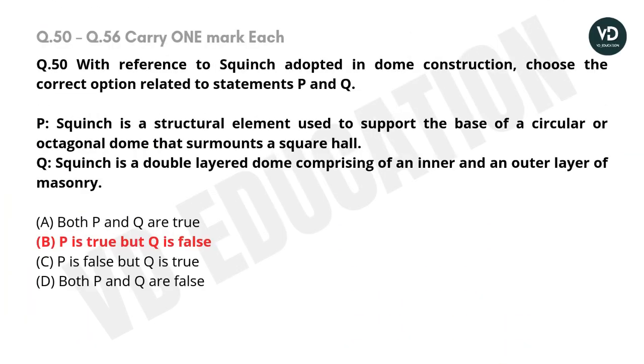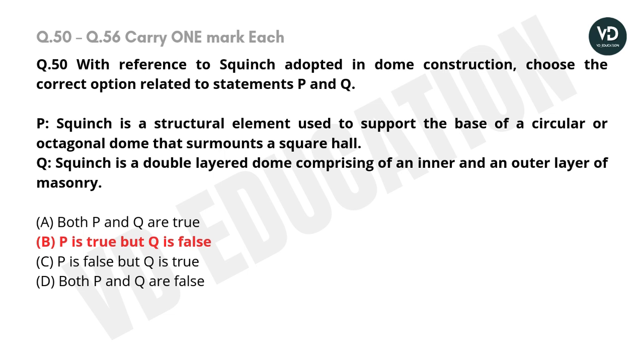Question number 50. With reference to the squinch adopted in dome construction, choose the correct option related to statements P and Q. P: Squinch is the structural element used to support the base of the circular or octagonal dome that surmounts a square hall. Q: Squinch is the double-layered dome comprising an inner and outer layer of masonry. They have provided 4 options.